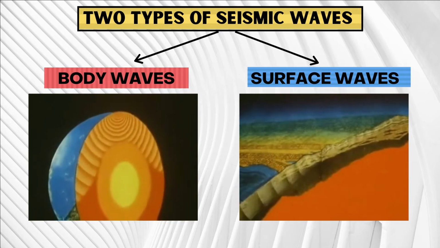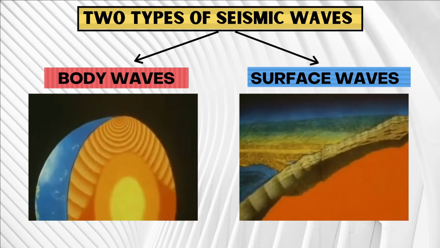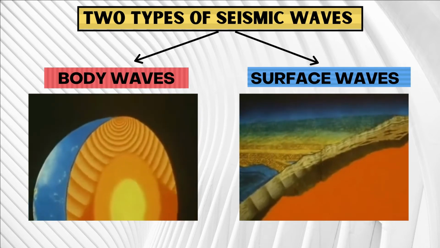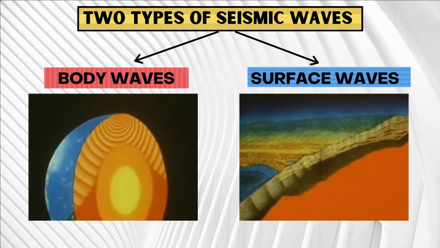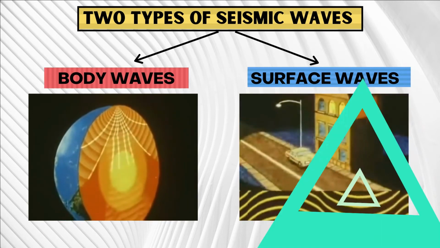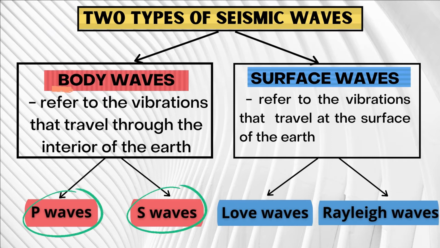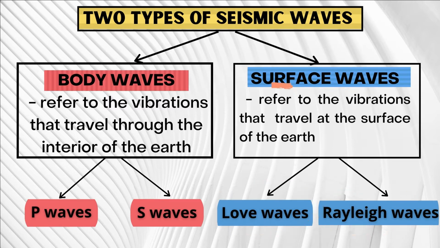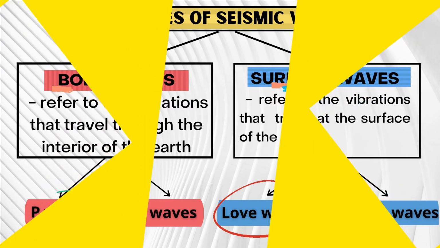Kung inyong mapapansin, maaring mag-penetrate ang body waves sa kaloob-looban ng Earth. Ngunit ang surface waves ay hindi, dahil ito ay nananatili lamang sa ibabaw ng Earth kapag nagkaroon ng malakas na paglindol. May dalawang uri ng body waves, ang tinatawag na P waves at S waves. Ganon din ang surface waves, may dalawang uri ito, ang Love waves at ang Rayleigh waves.